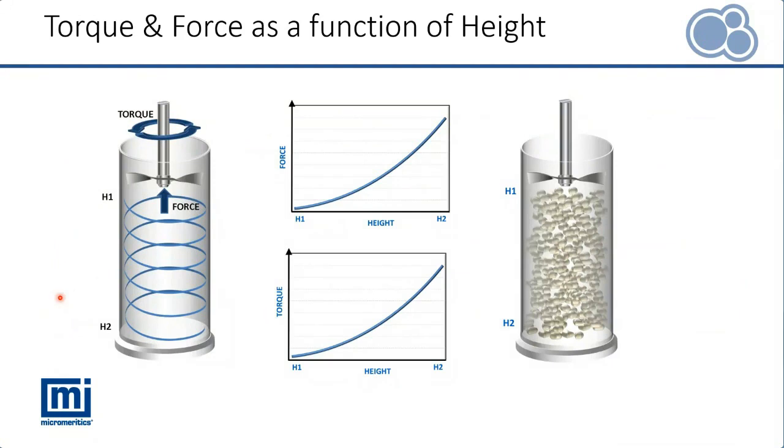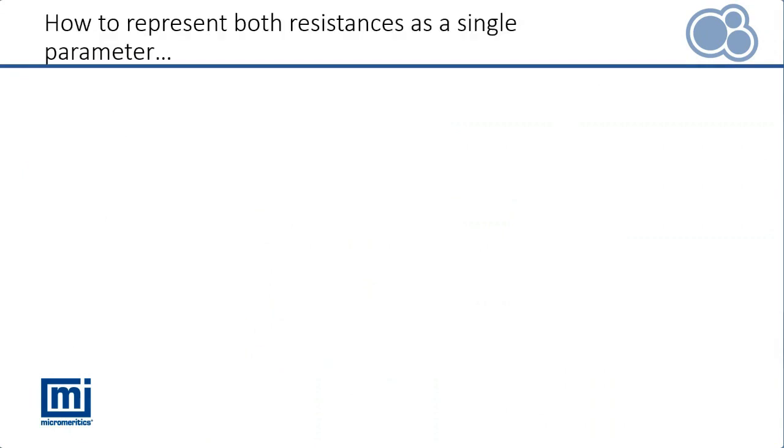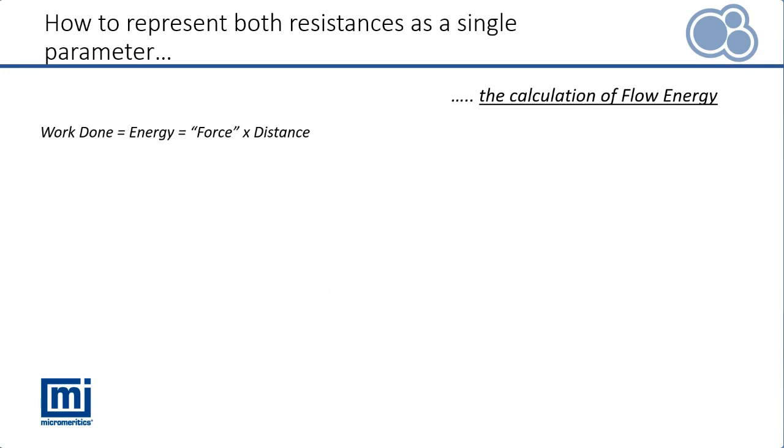As I said, we measure torque and force as a function of height. As you might expect, the force will increase as we go down through the vessel, and likewise so does torque as that blade is rotating as we go down through the vessel. So how can we represent both torque and force in a single value? That's the calculation of flow energy.